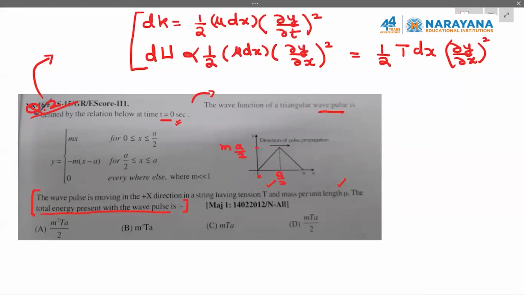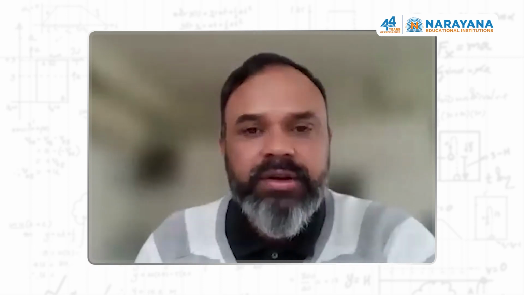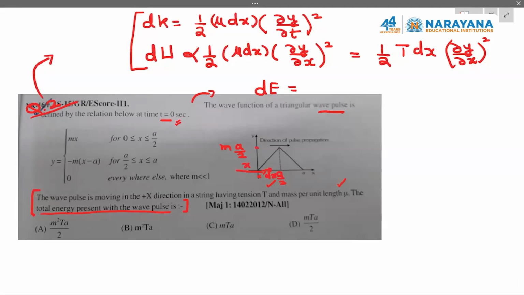So what I am doing is, at the same instance t is equal to 0, I want to take a general element and write the term. So the total energy dE I want to write at that location in that element. I'm going to a general x, cutting an element dx there. I want to write the total energy which is concentrated in this segment dx. So what is that coming out as? Let us see. It is half of mu dx into. Now I need that term.